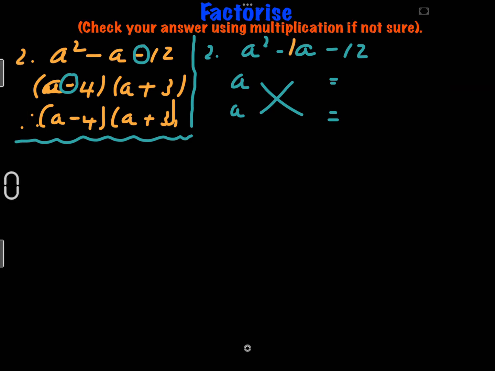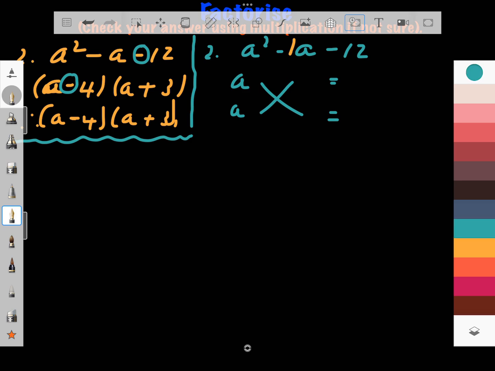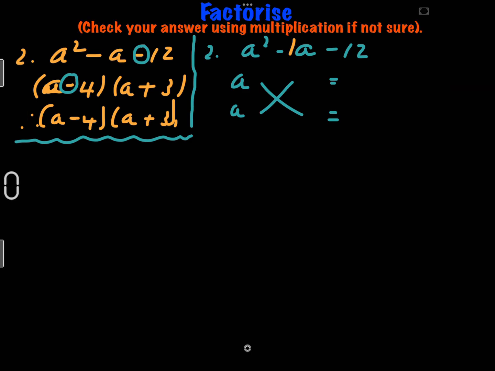Now, by calculation, what we need to do is to cross multiply. So we have -4, and then we have +3. Those are the two factors of 12. Now, -4 multiplied by a gives us -4a.